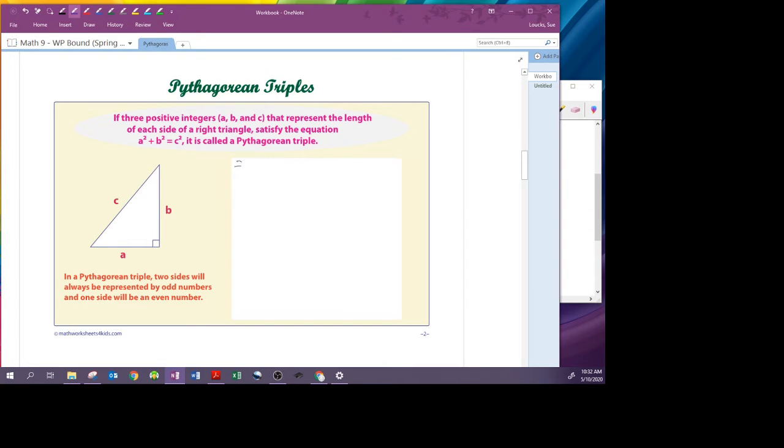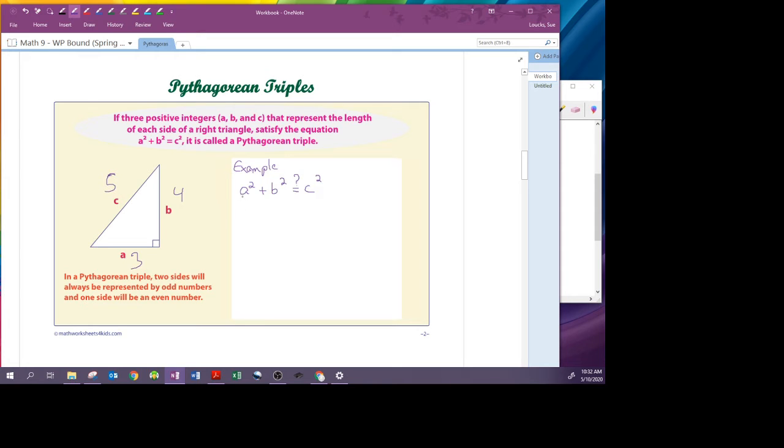So for example, in this triangle, we're testing to see, does A squared plus B squared equal C squared? I've put the question mark on there because I don't know if this is equal. So if A is 3 and B is 4 and C is 5, is that a right triangle? Let's find out.